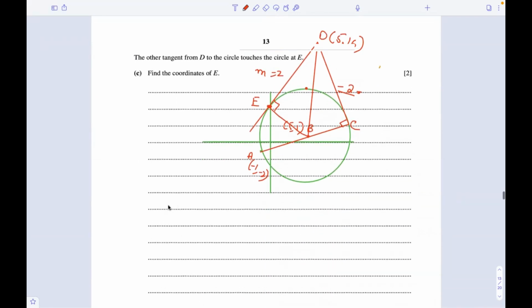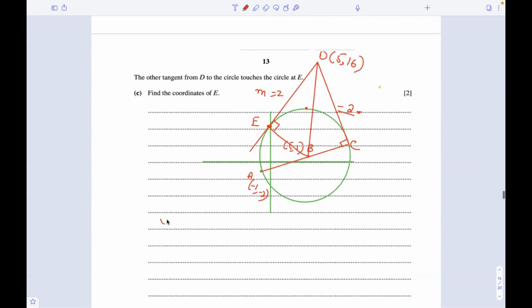To find the equation of DE, first of all, we can write it as y equals mx plus c. We know that the gradient is 2, so we can write it as 2x plus c, and we can find the value of c by substituting the coordinates of D, which are 5 and 16. Substituting them in this equation, we get 16 equals 2 times 5 plus c, so c is equal to 16 minus 10, which is 6. So the equation is y equals 2x plus 6.